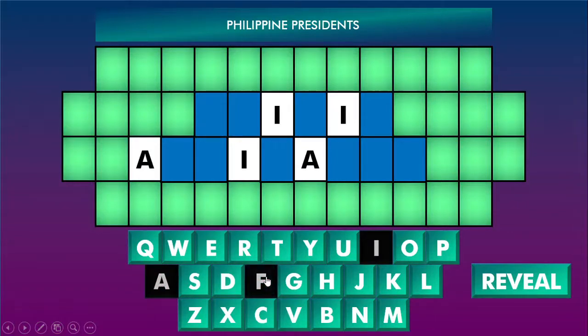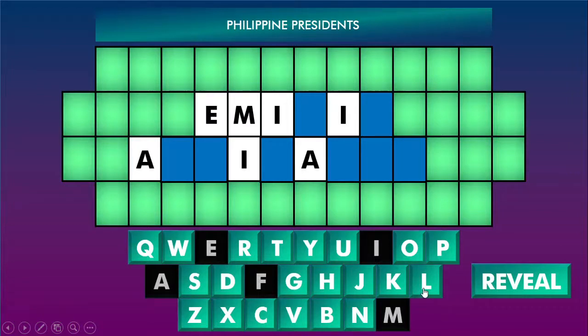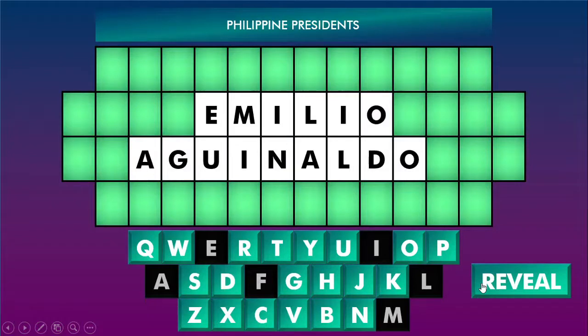So there's no F in the puzzle, so it will just darken. Then another student selected E. Then another student selected M. Then another student, let's say, selected L. Then a student guessed that the answer is Emilio Aguinaldo. So now we click the reveal button, and there it goes.